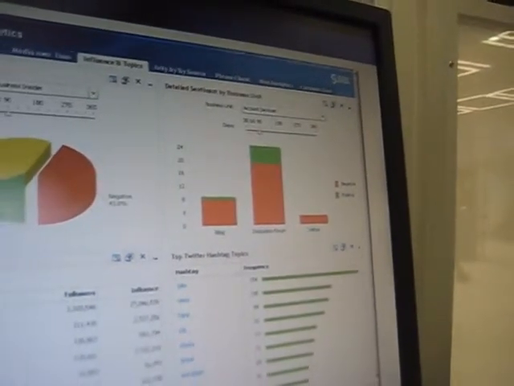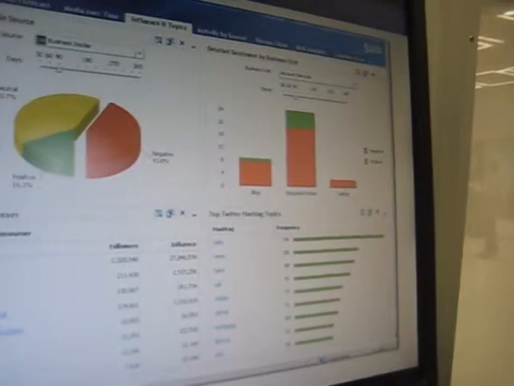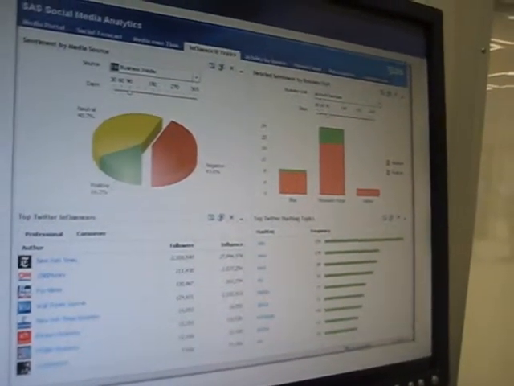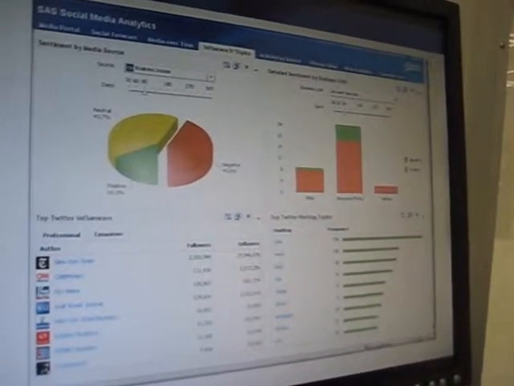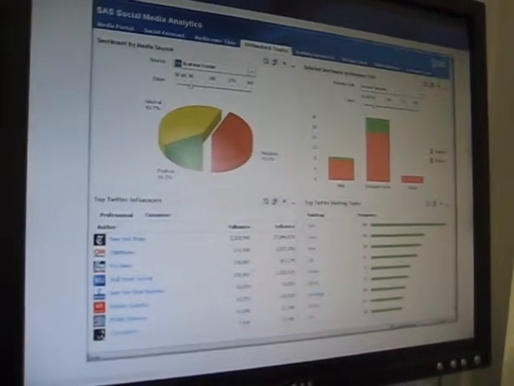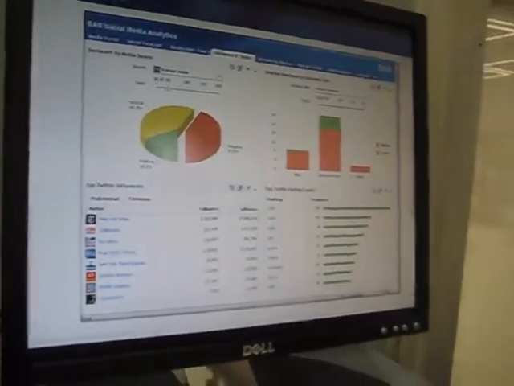In this case, it's a bank that wants to understand how different elements of their business are perceived in the marketplace. It's not enough to just say, how's my brand being perceived? You want to understand at a much lower level, how is customer service? How are different elements of my business being perceived? Because at that level, you can start to take action if you have an issue in a specific area.